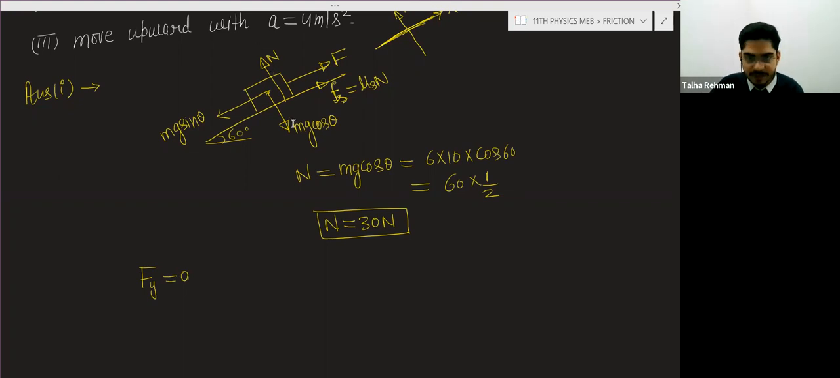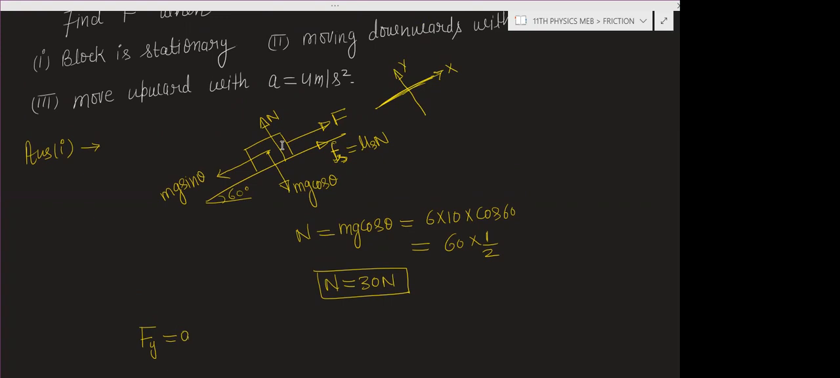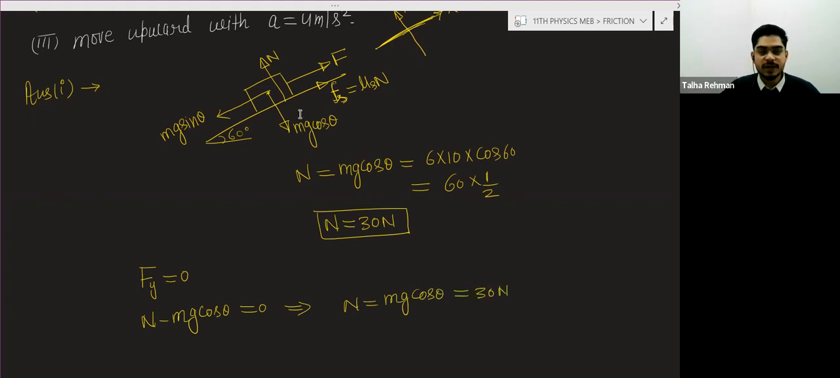Along the y-axis means along this direction, perpendicular to the surface of the plane. Tell me, net force. N minus mg cos theta. So this is N minus mg cos theta equal to 0. From here you will get N is equal to mg cos theta. And what is the value of mg cos theta? 30 Newton.